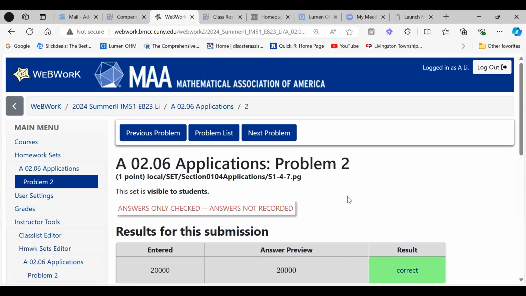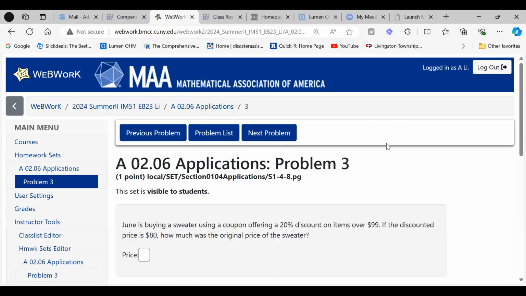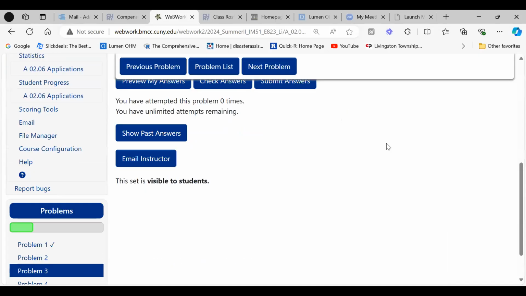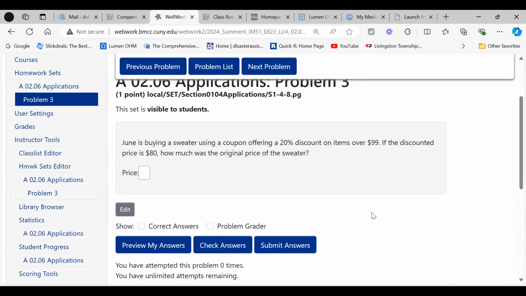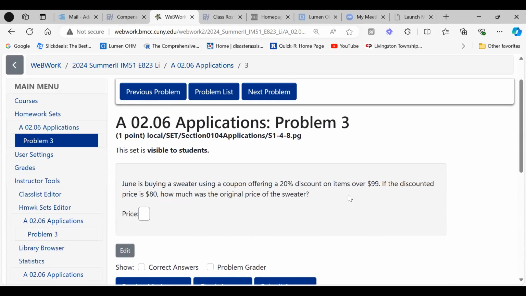Yeah, so let's go back and look at question 3. All right, I want you to try this really quickly. This is kind of an everyday scenario. June is buying a sweater using a coupon offering a 20% discount on items of $99, with the discounted price $80. How much was the original price of the sweater?